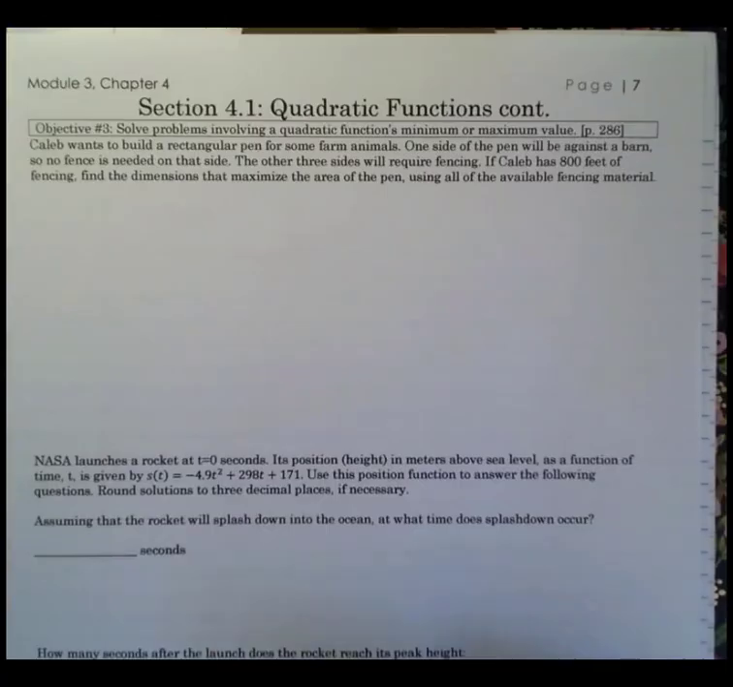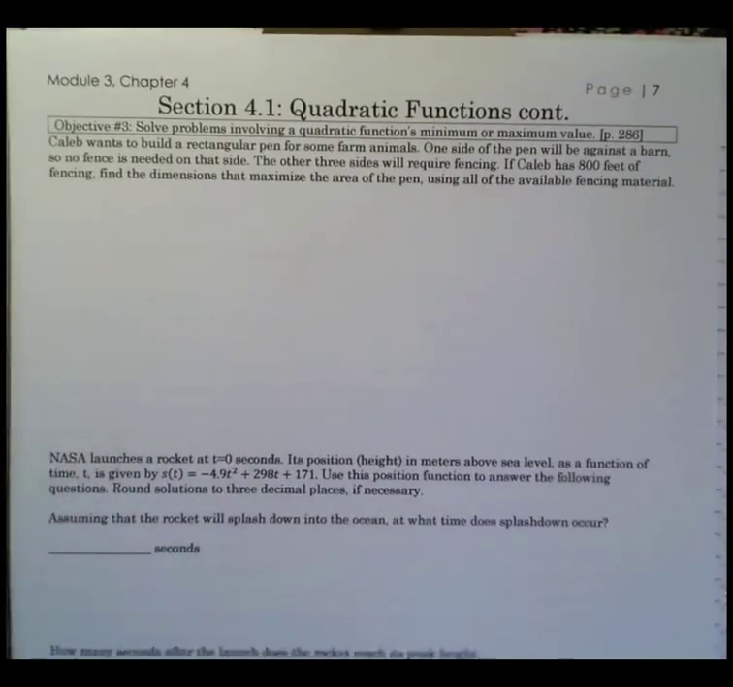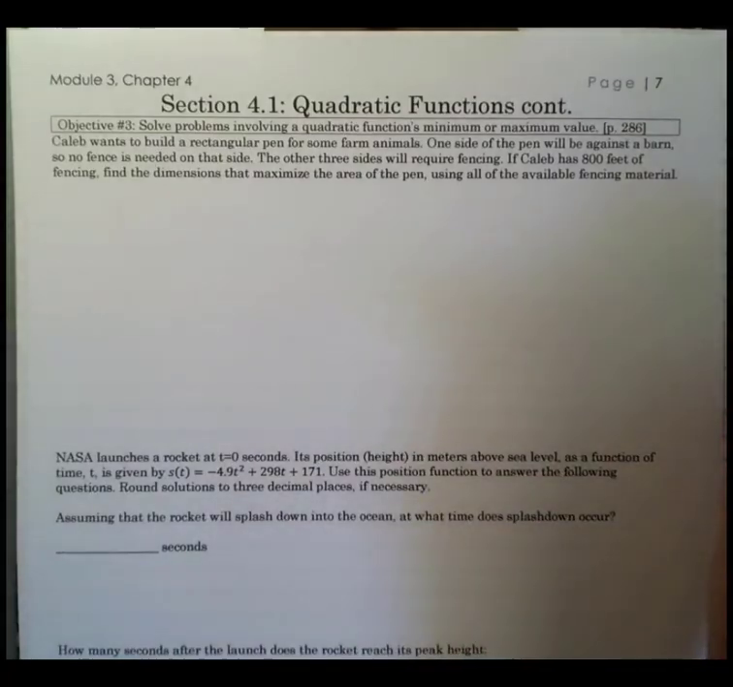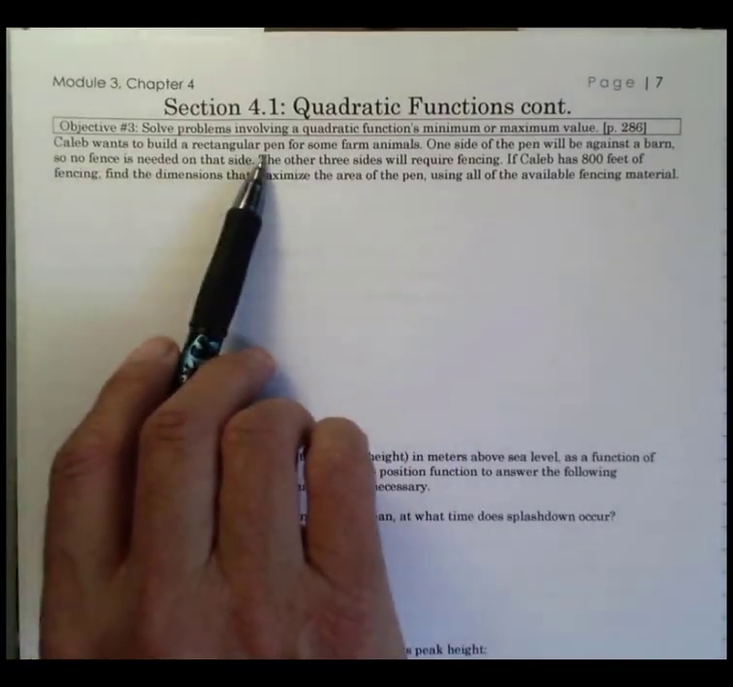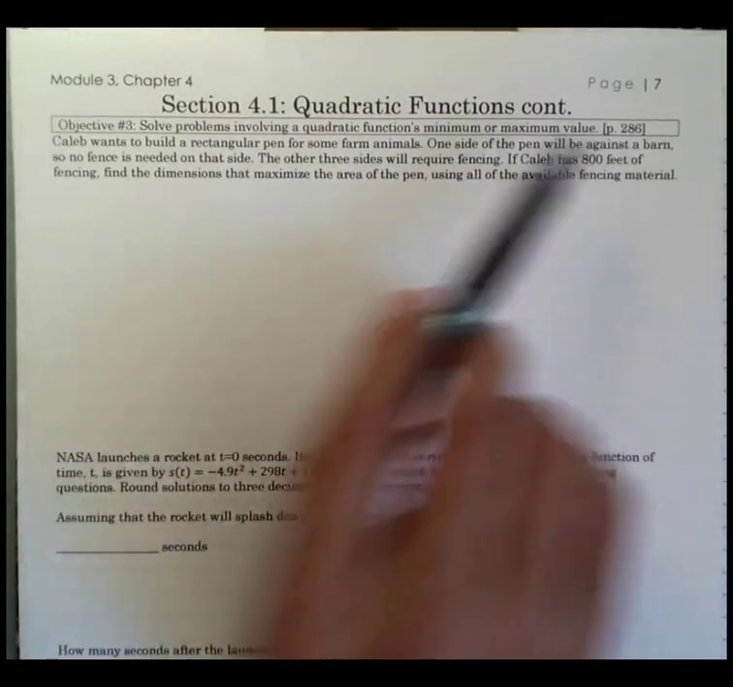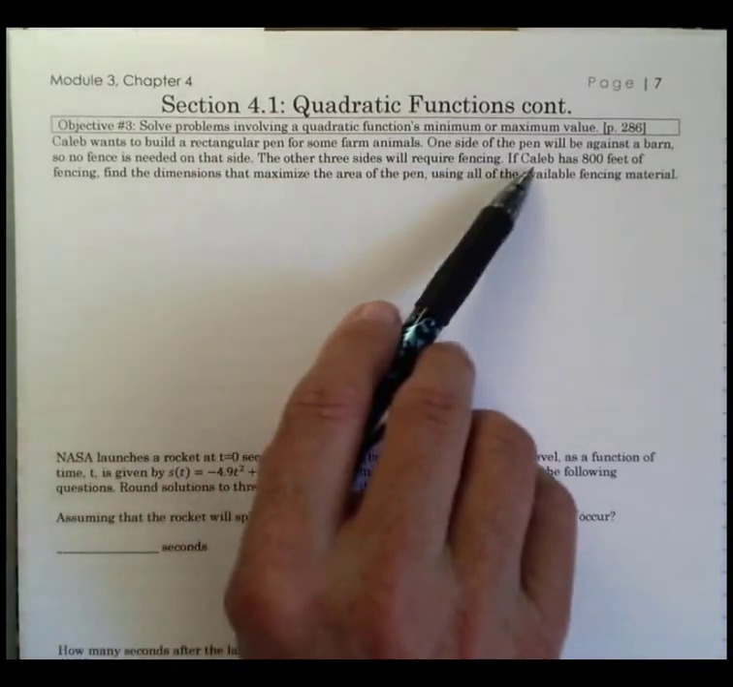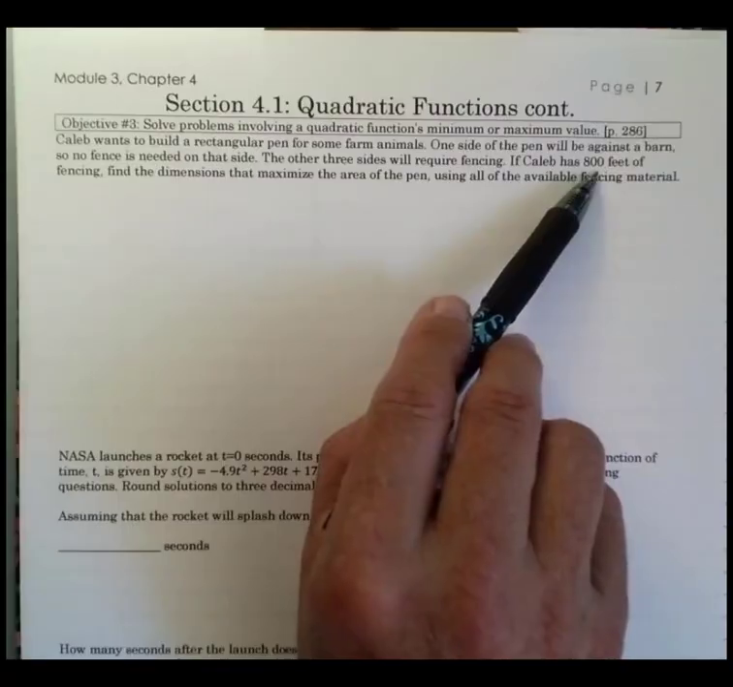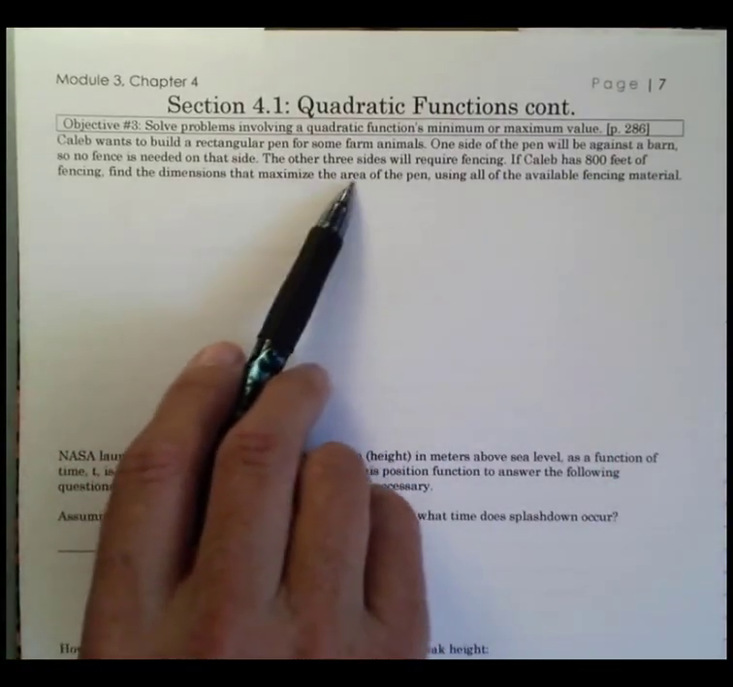Now, quite often when we're teaching students algebra, we hear, what use is this? When do I ever use this? But parabolas and functions of parabolas to find minimum and maximum values are used all the time. Let's take a look at this one. This is a word problem that says Caleb wants to build a rectangular pen for farm animals. One side of the pen is going to be against a barn, so we don't need a fence on that side. The other 3 sides do require a fence, and Caleb only has 800 feet of fencing material. We want the dimensions that maximize the area of the pen.